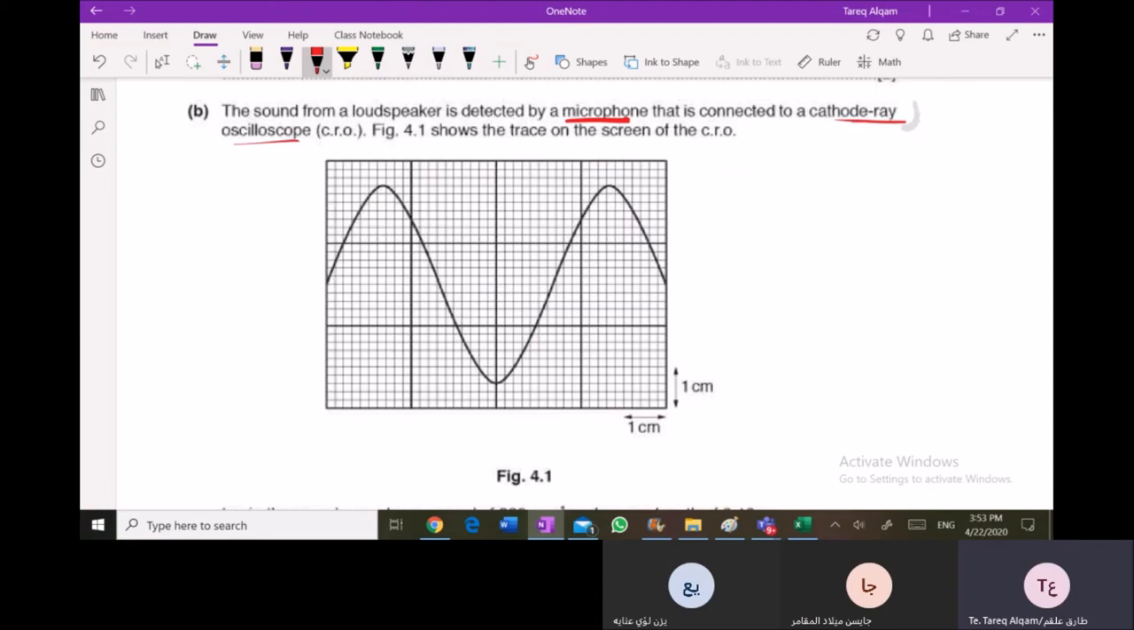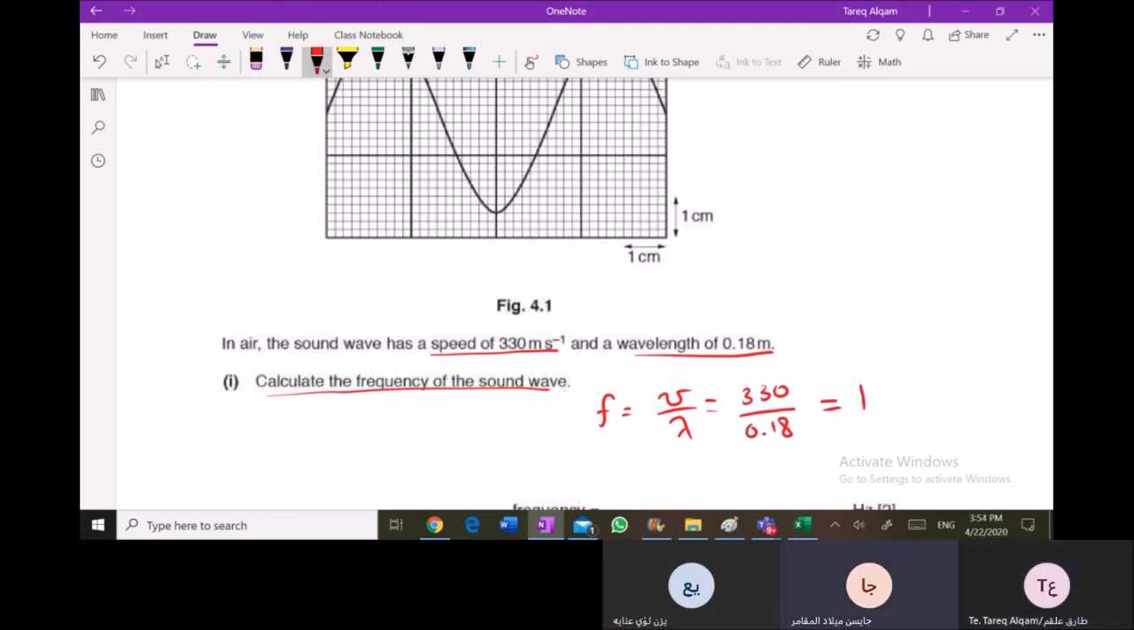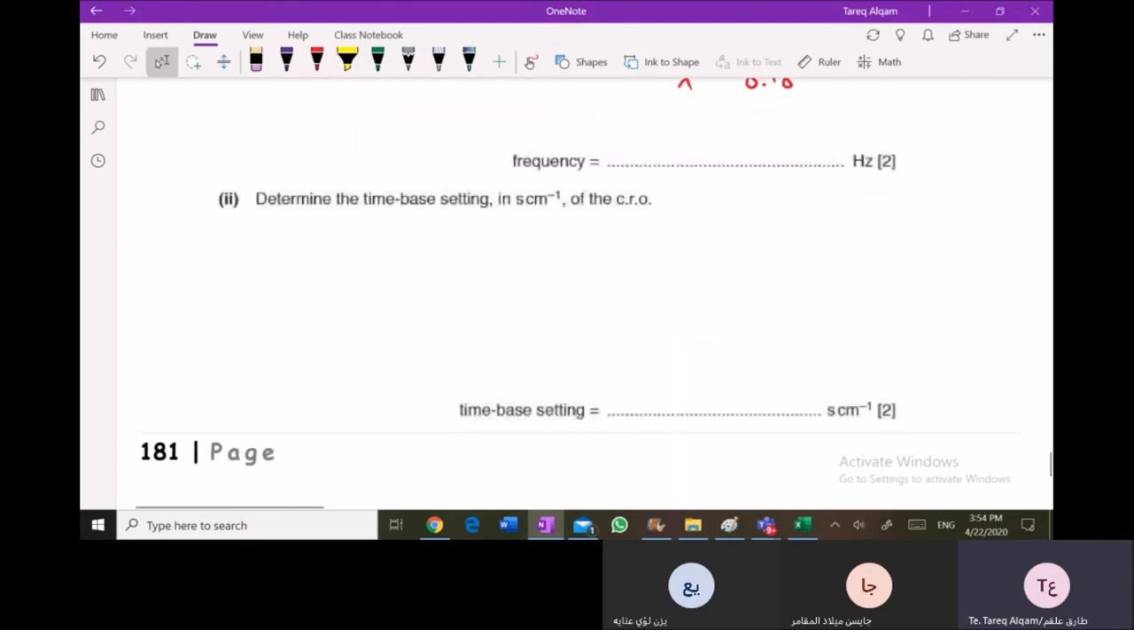Here, the sound from the loudspeaker is detected by the microphone that is connected to a cathode ray oscilloscope, which shows the trace on the screen. In air, the sound wave has speed 330 and wavelength 0.18. Calculate the frequency. It's easy: speed over wavelength, 330 over 0.18. I found it: about 1830 hertz, this is the frequency.